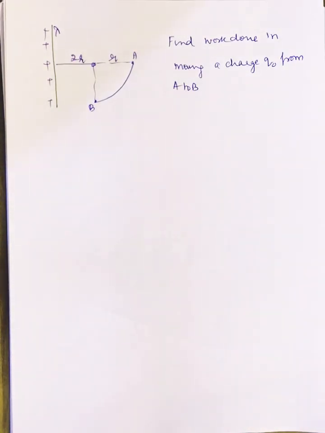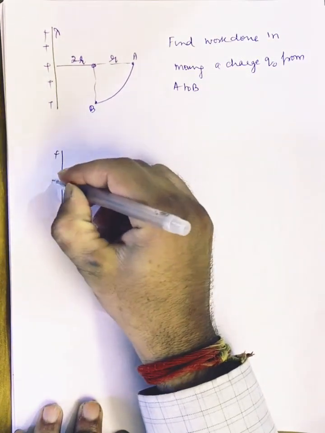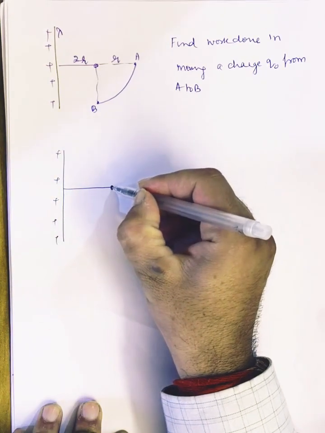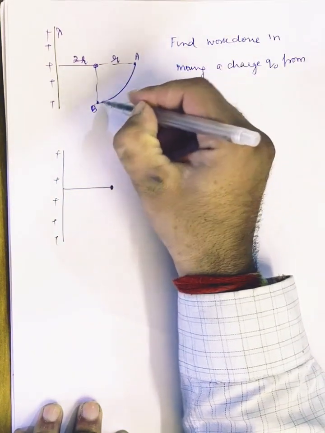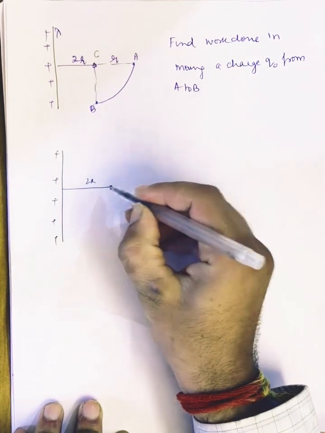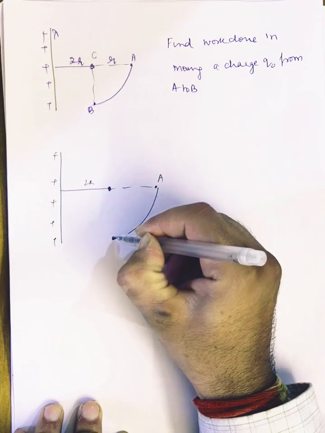In the given diagram, they are asking to find the work done in moving a charge Q0 from A to B. Let's see how to do it. There's a line charge having charge density lambda, and from it at a distance 2r, the arc is the path given to us whose center is this C. Now from here there is a point A and we are moving up to this point B.